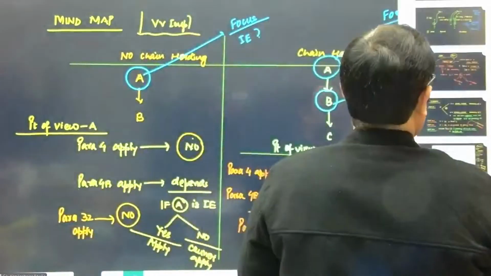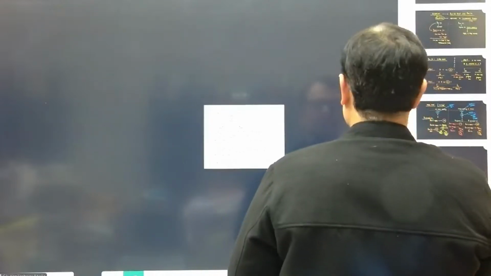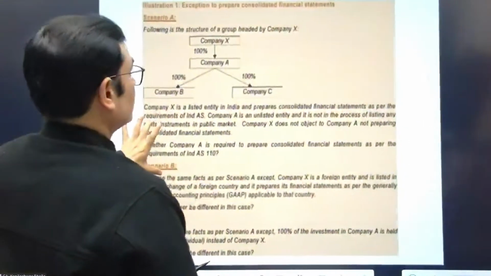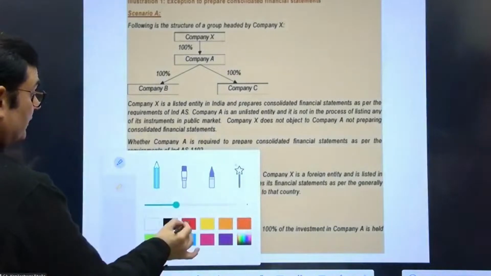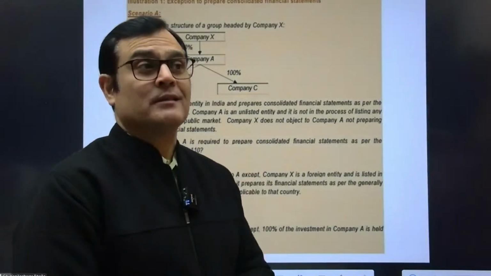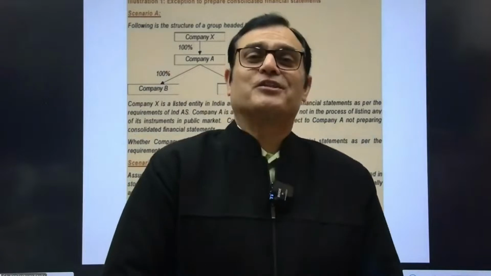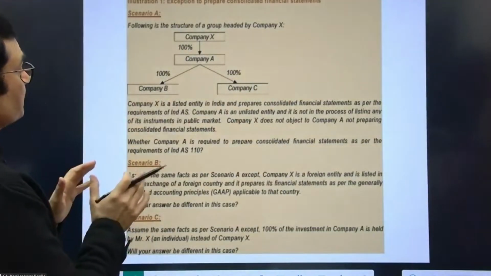Let's now start with some questions in the study material with you. We're looking at illustration number 1 in the study material. So let's have a look at illustration 1. And of course, as you're going to see questions, you'll see questions with a chain holding only. There's nothing to be seen if it is not a chain holding, because in that case, the focus is only: is it an investment entity or not? So now let's go with the inputs.